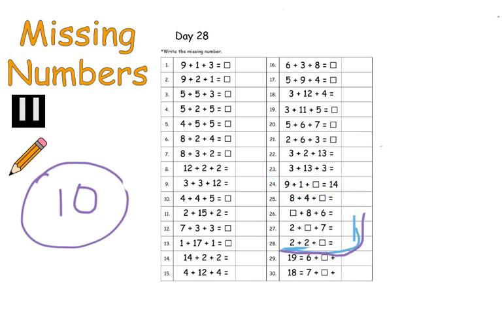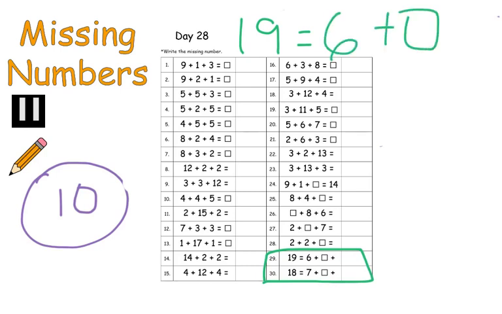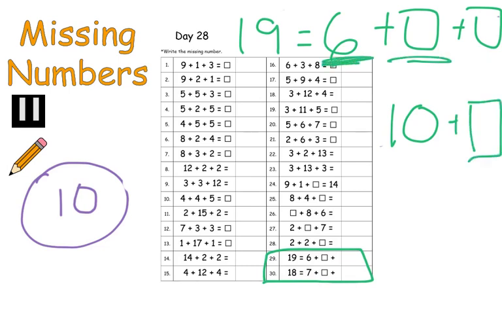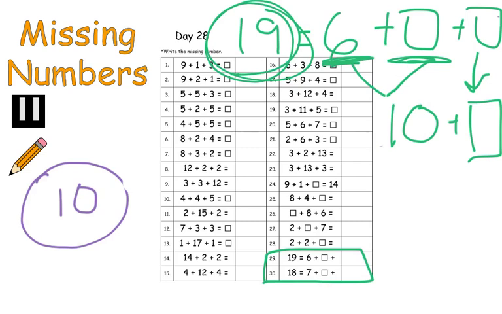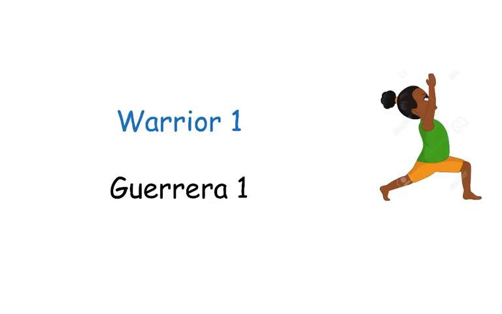Let's see. The bottom two here, they give you the answer. So 19 equals 6 plus something plus something. Here you need to find two numbers that make 10 and then add, so use 6 and something to make 10 and then add another number to make 19. Same thing with the last problem, 30. Okay? Alrighty. Press pause and do your number sprint.